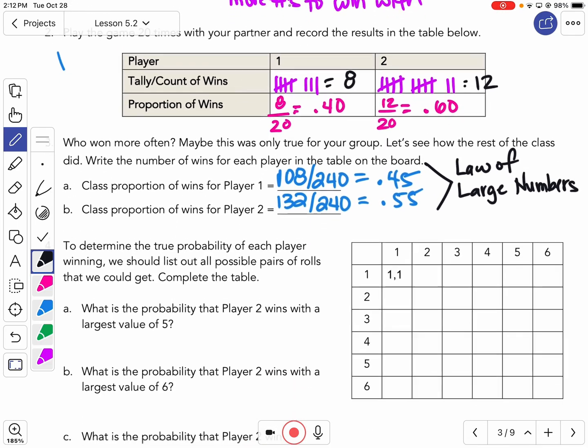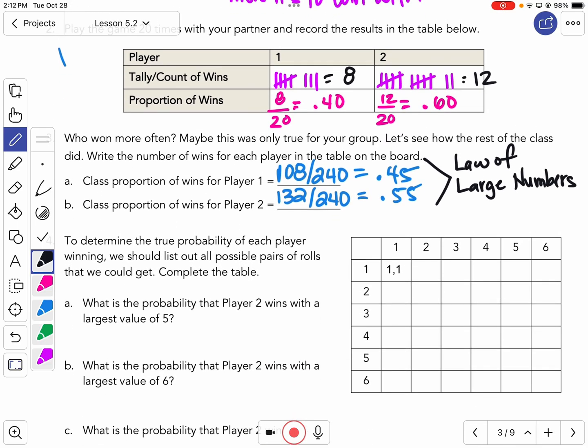So that's what we call our experimental probability. We physically rolled the dice and this is what happened. But I want to talk about what's known as the theoretical probability, what should happen in a perfect world. So what we're going to do is list out all the things that could happen when we roll the two dice.